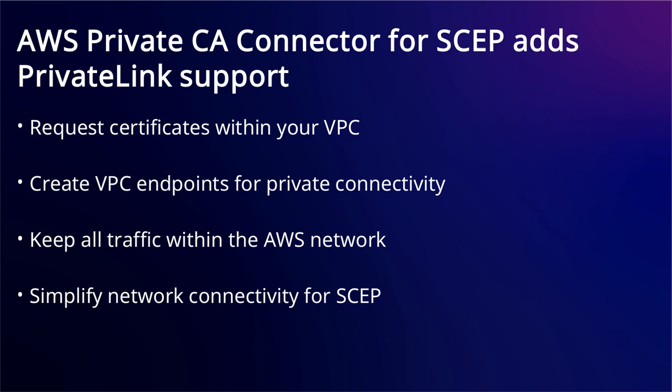Certificate management for devices often requires public internet access, posing security risks. AWS Private CA Connector for SCEP now supports AWS PrivateLink, addressing this issue. You can request certificates from within your VPC without using the public internet. By creating VPC endpoints, you establish private connections to your SCEP connector.